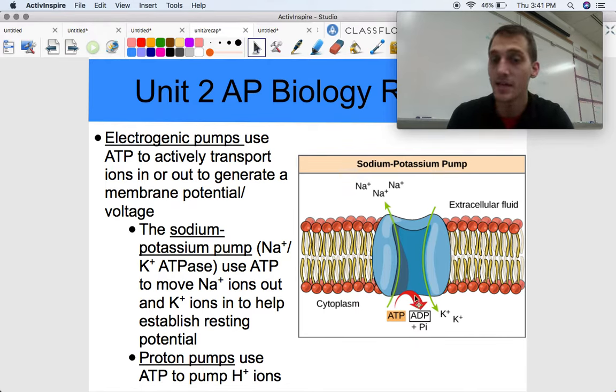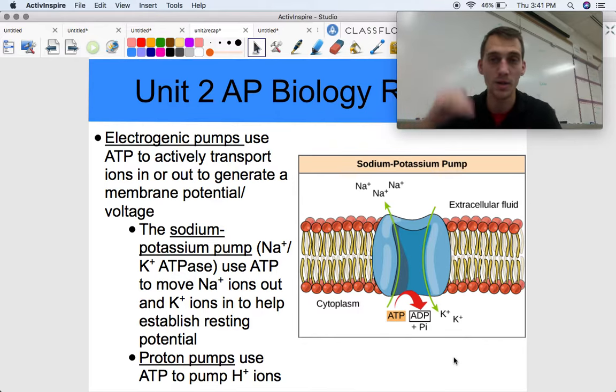Okay, so check it out. It's going to use ATP, active transport, to pump out sodium ions and pump in potassium ions in order to maintain what's called a resting potential, which is kind of counterintuitive. You're using energy to maintain resting potential. That's actually what your neurons do all the time, and that's why your neurons use a whole bunch of your ATP. So that is one electrogenic pump.